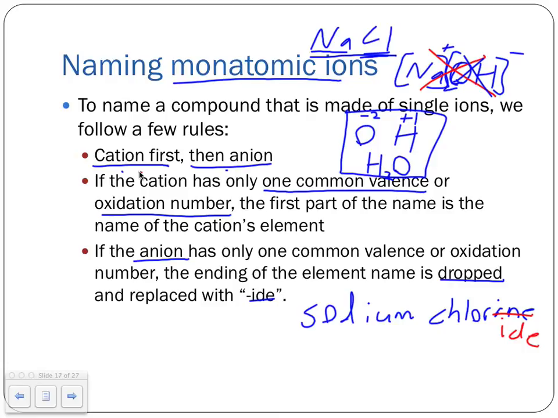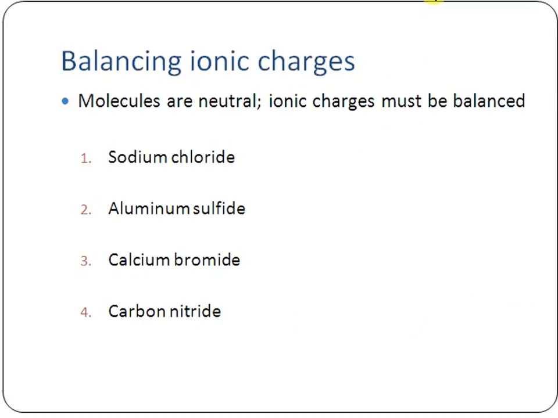So cation first, then anion, is the first rule. If the cation only has one possible valence or oxidation number, the first part of the name is the name of the cation's element, which is just sodium in this case. If the anion has only one common valence or oxidation number, the ending of the element name is dropped and replaced with "ide." That IDE tells you it's a single element, monatomic, in the vast majority of cases. So let's try this out with a few of them.